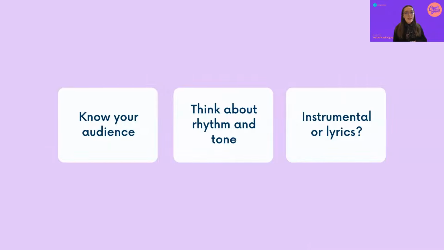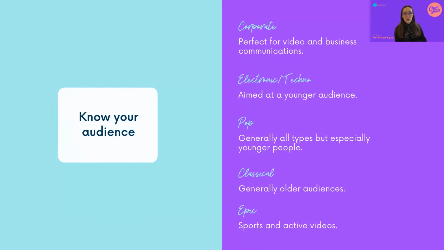So 3 key things here that I will break down for you. So first one is know your audience. Secondly, think about the rhythm and tone. And lastly, does the music piece have instrumentals or lyrics? And remember, I'm going to just jump into each of those sections now. So first of all, knowing your audience. Just like choosing a video, you want to know who will be viewing this video.